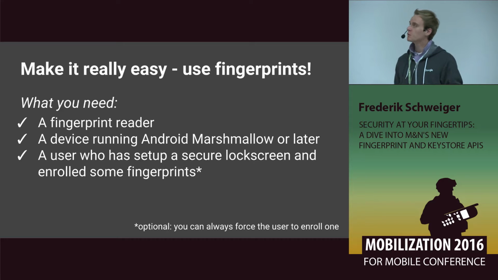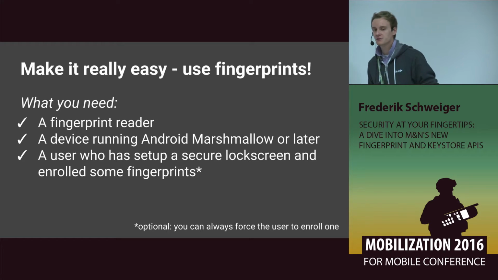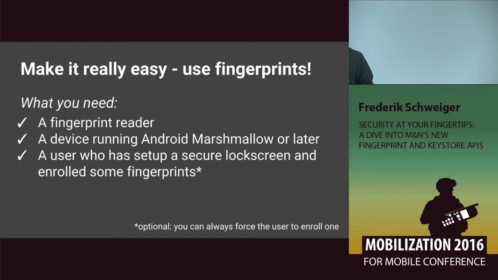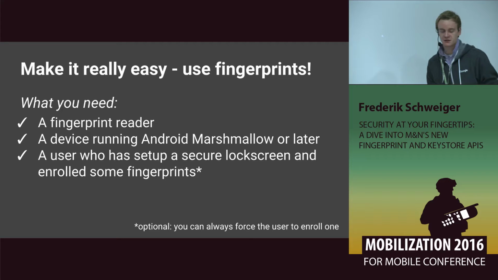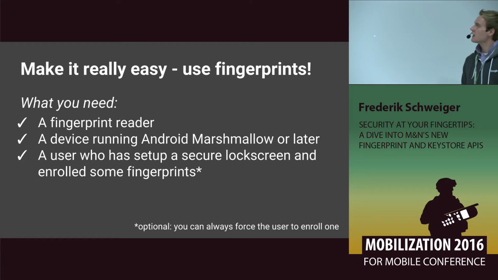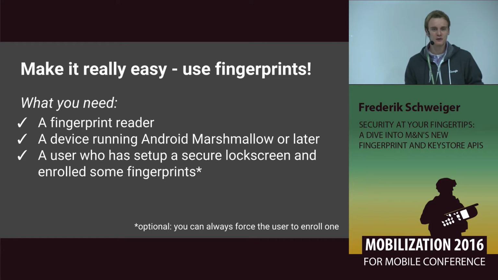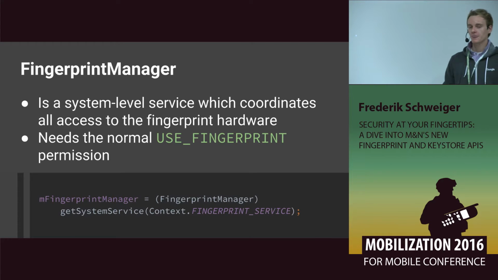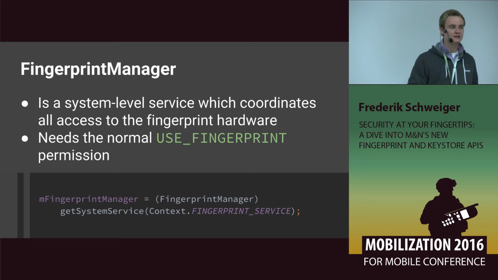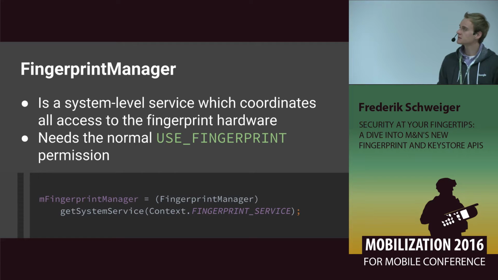Use fingerprints. What you'll need is a fingerprint reader, a device running Android Marshmallow or later, and a user who has set up a secure lock screen and has enrolled at least a few fingerprints. But the last part is a bit optional, because you can always force the user to enroll one. And that works through the Fingerprint Manager. The Fingerprint Manager organizes all the access to the fingerprint hardware and is a system level service.